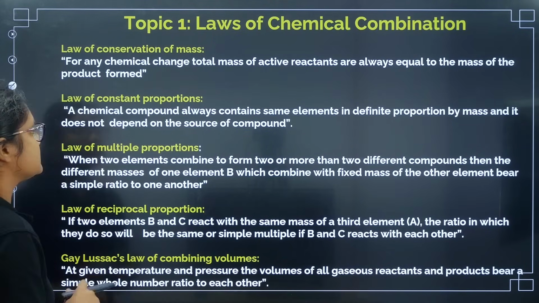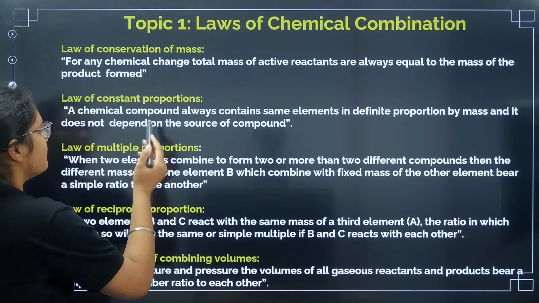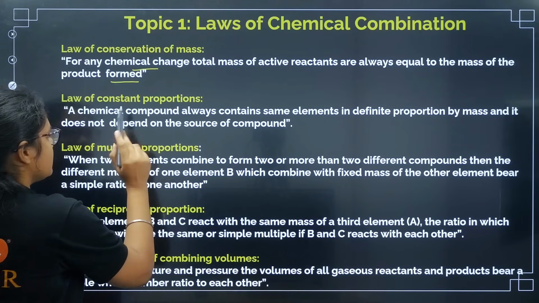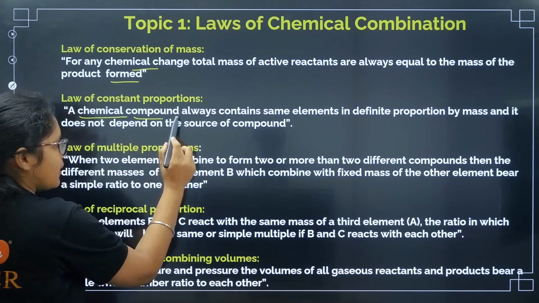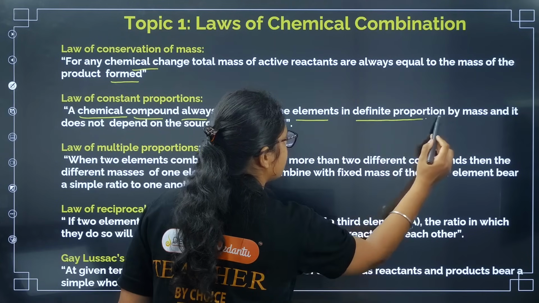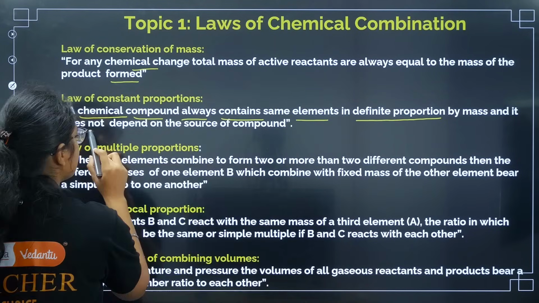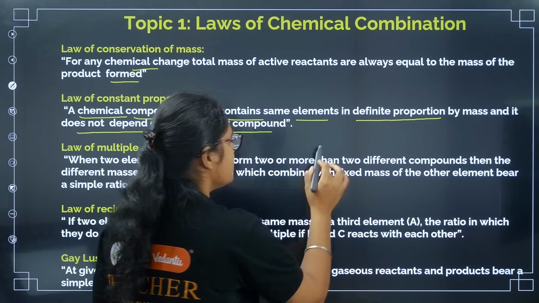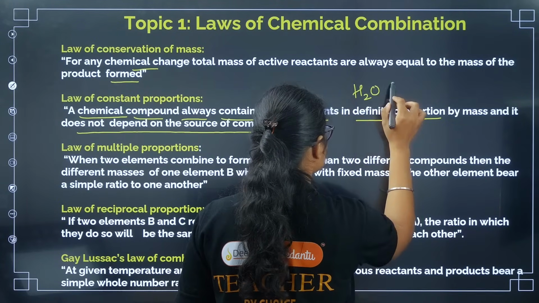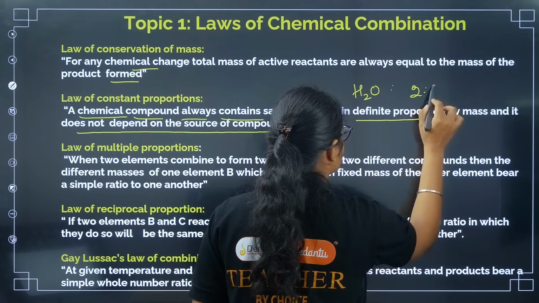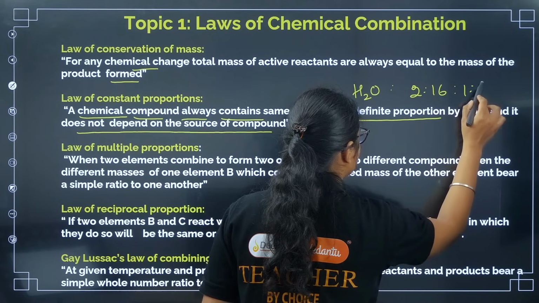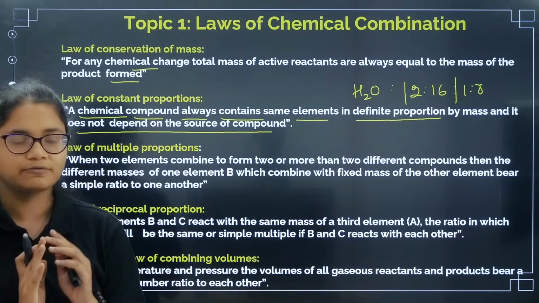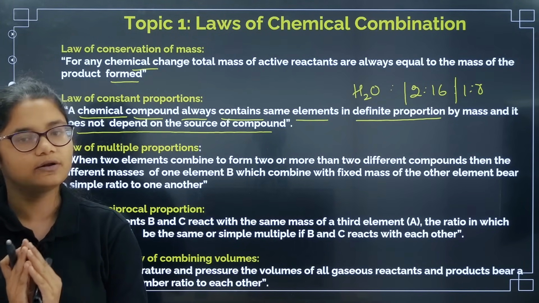First is your law of conservation of mass. According to this, mass can neither be created nor be destroyed. Law of constant proportion tells that a chemical compound always contains the same elements in definite proportion by mass. It does not depend on the source of the compound. Like for example, if you take a water molecule, what is the mass ratio? Hydrogen is 2 and oxygen is 16, so 1 is to 8, right? So whenever you take water from any source, the mass ratio of hydrogen and oxygen will always remain constant.